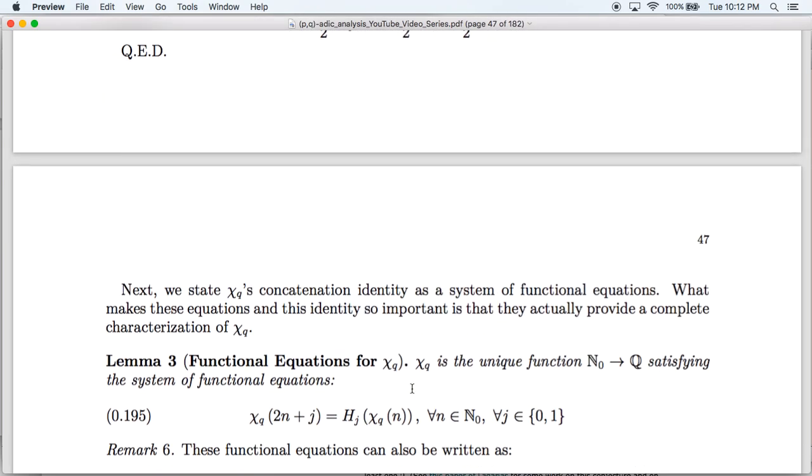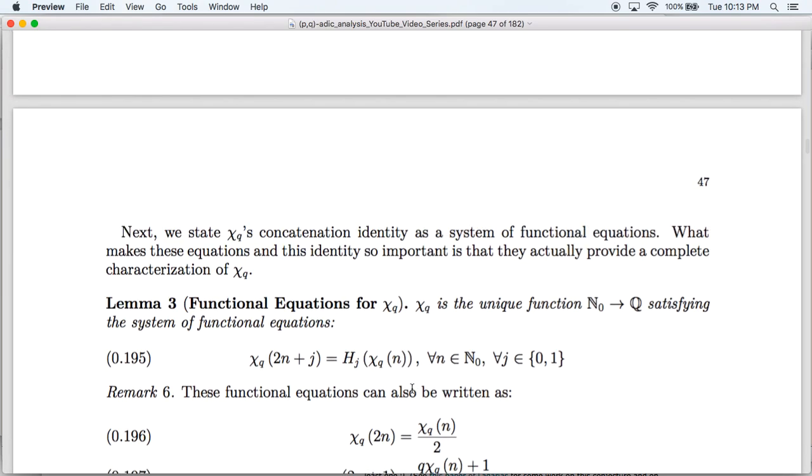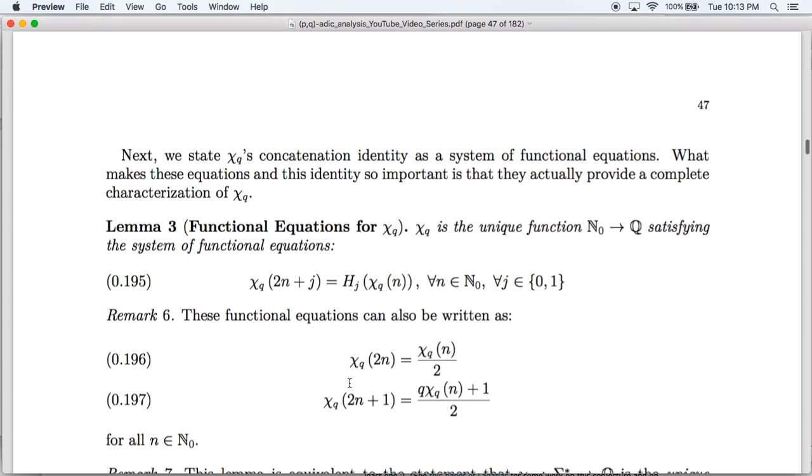Next, we state chi q's functional equations. What makes these equations and this identity so important is they actually provide a complete characterization of chi q as a function on the integers. Chi-q is the unique function from the non-negative integers to the rationals, satisfying this system of functional equations, that chi-q of 2n plus j is the same thing as applying hj to chi-q of n, which can also be written like so.